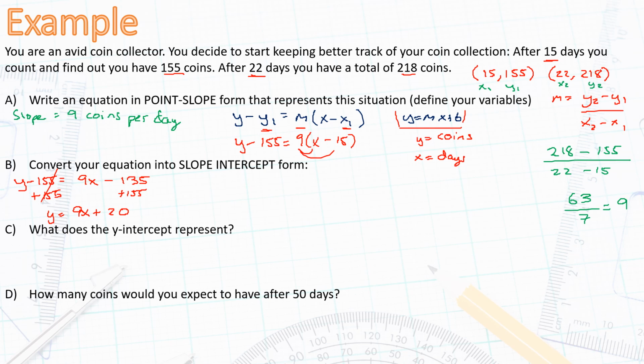So we've got it. What does the y-intercept represent? So what does that 20 represent? So 20 is the y-intercept. 20 represents, so think about y-intercept. Starting at 20, it's going up by 9 every day. This is when x is 0 or time is 0. So this must be our starting number of coins.